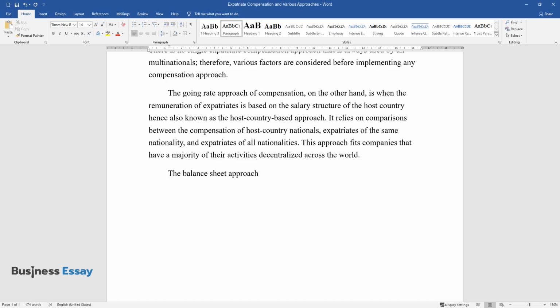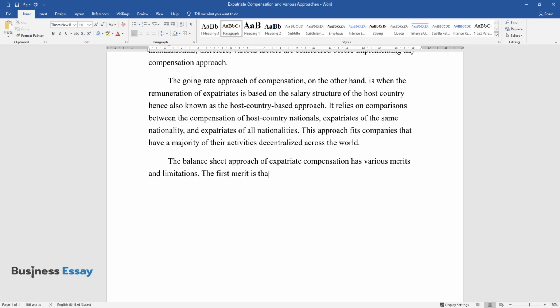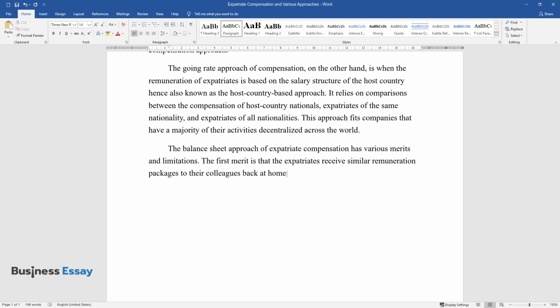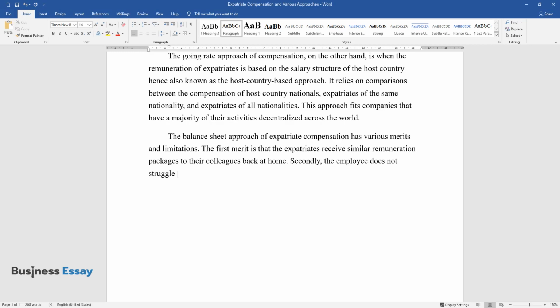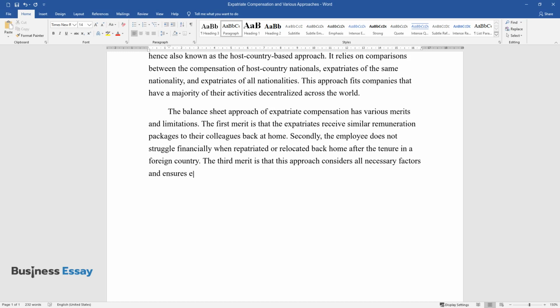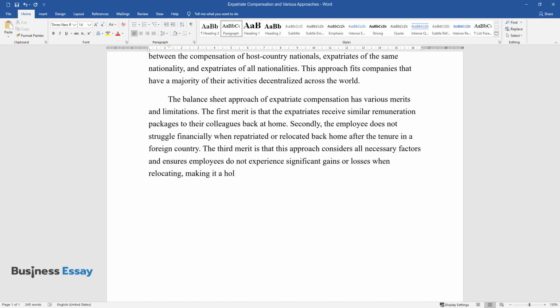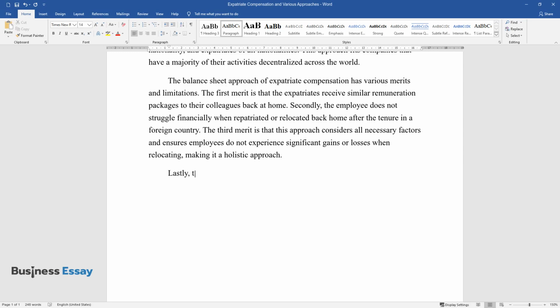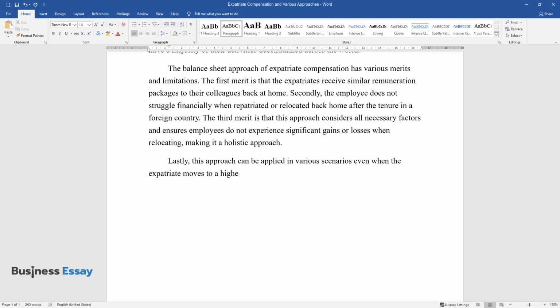The balance sheet approach of expatriate compensation has various merits and limitations. The first merit is that the expatriates receive similar remuneration packages to their colleagues back at home. Secondly, the employee does not struggle financially when repatriated or relocated back home after the tenure in a foreign country. The third merit is that this approach considers all necessary factors and ensures employees do not experience significant gains or losses when relocating, making it a holistic approach.